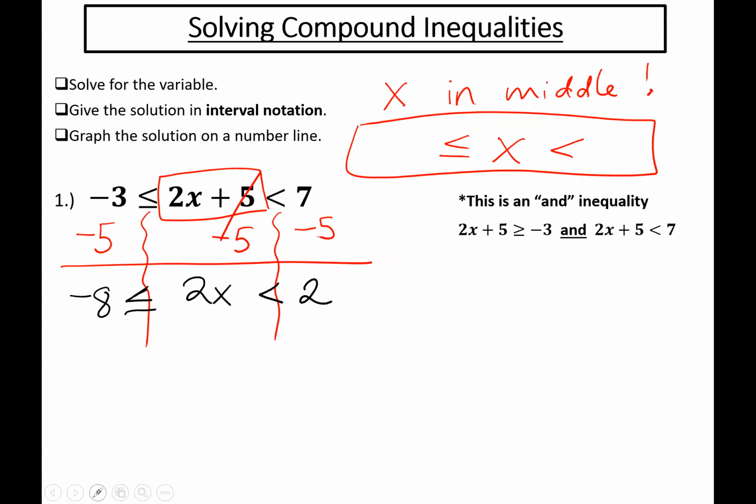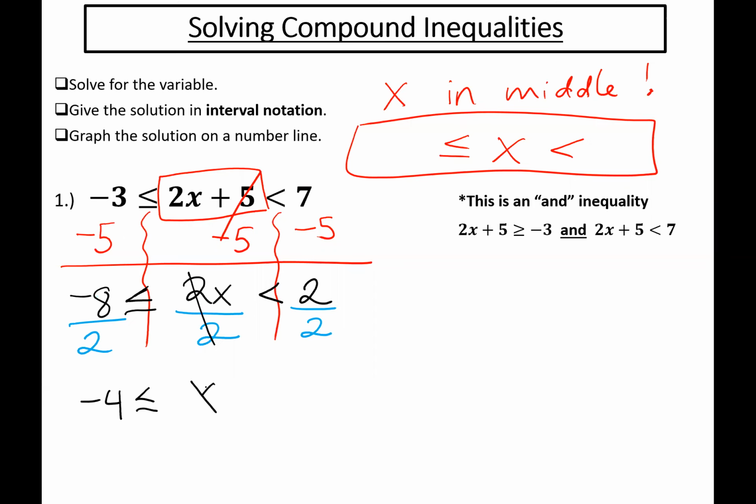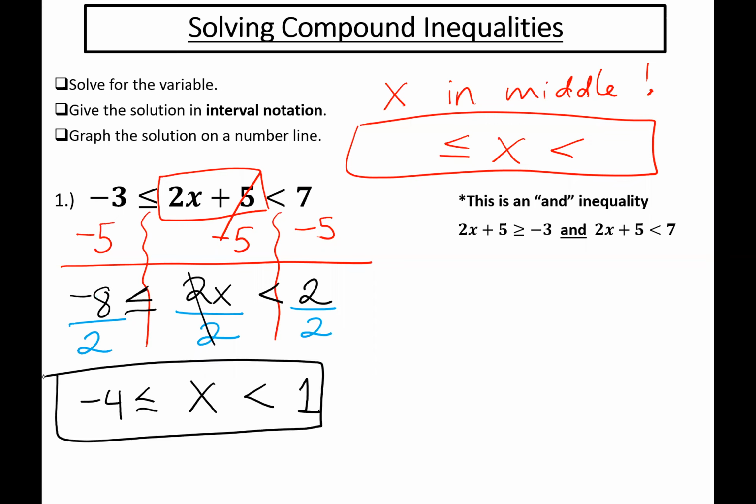Now my very last step to get the x by itself would be to divide by 2, right? I have this 2x. I want to get rid of the 2. So let's divide by 2. I'm doing it in the middle, which means I have to also do it on the left and the right. So I'm dividing everything by 2. Here's what we're left with. -8 divided by 2, that's -4. So -4 is less than or equal to x, which is less than 2 divided by 2 is 1. Okay, so we did it. We got x by itself in the middle of our inequality. Essentially x is in between -4 and 1. Now -4 has that equal sign under the inequality, whereas the 1 does not.